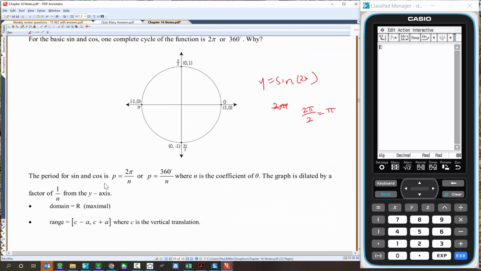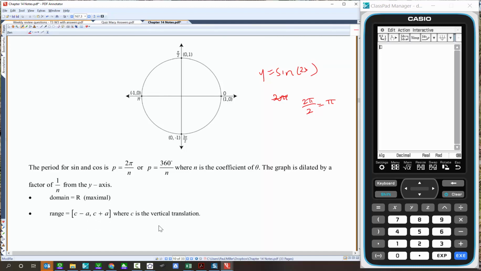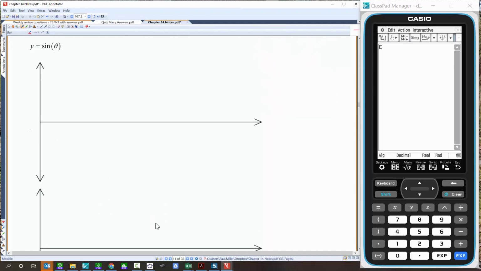So yeah, that's a dilation factor 1 on n from the y-axis. The domain is the set of all real numbers, and the range you can get by doing c take away the amplitude and c plus the amplitude, but I'm not going to use that formula. I'm going to show you how it's done.